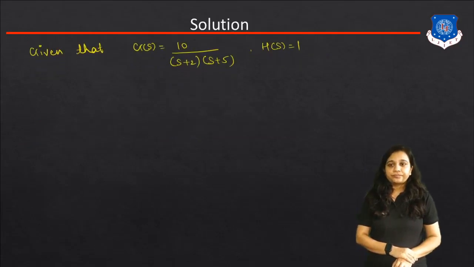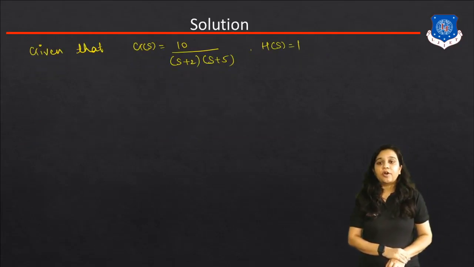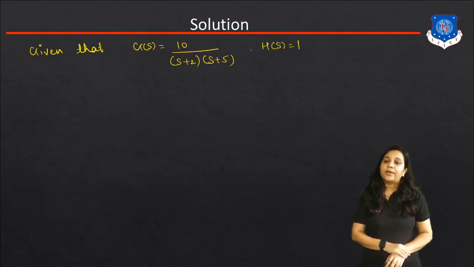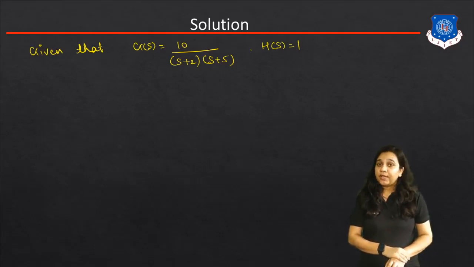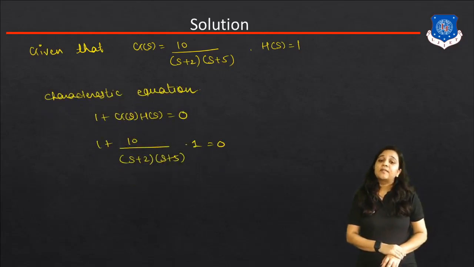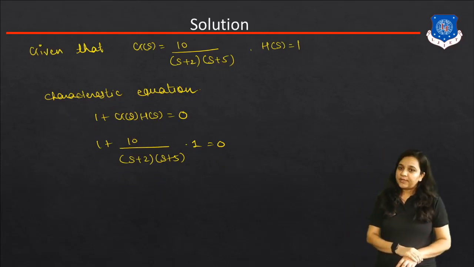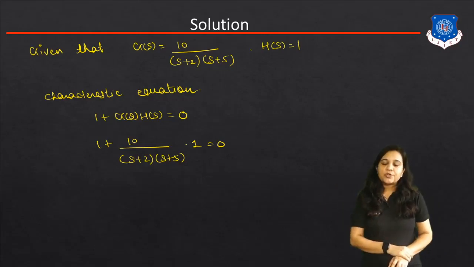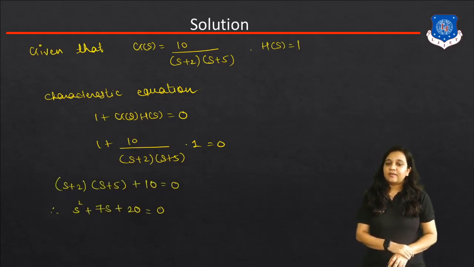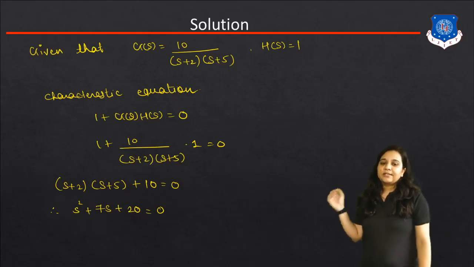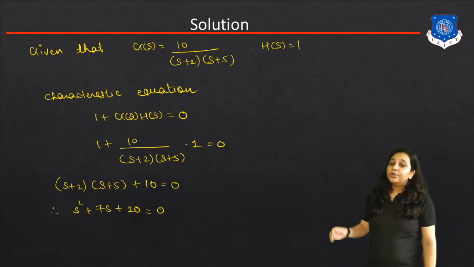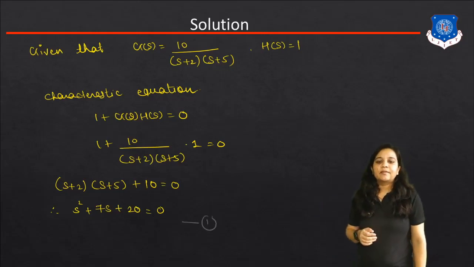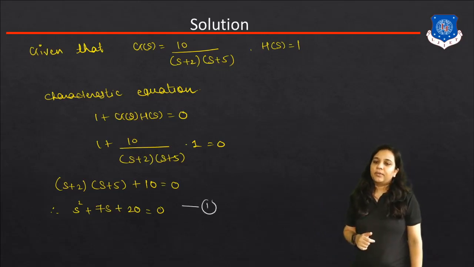So they have given the equation G of s is equal to 10 upon s plus 2 into s plus 5, and unity feedback is given, so the value of H of s is equal to 1. The characteristic equation will be 1 plus G of s into H of s is equal to 0. So 1 plus 10 upon s plus 2 into s plus 5 into 1 is equal to 0. We simplify this equation and we get s plus 2 into s plus 5 plus 10 is equal to 0. So s square plus 7s plus 20 is equal to 0. This is my equation number 1.